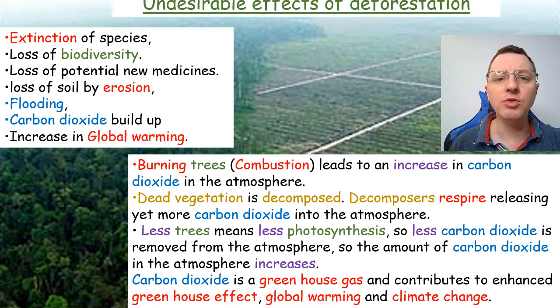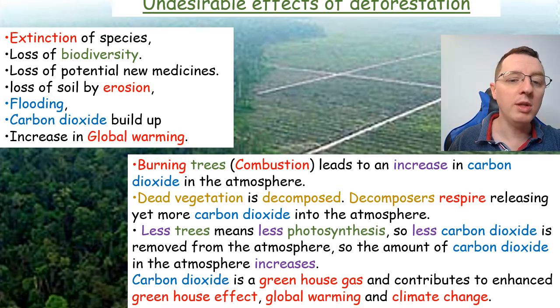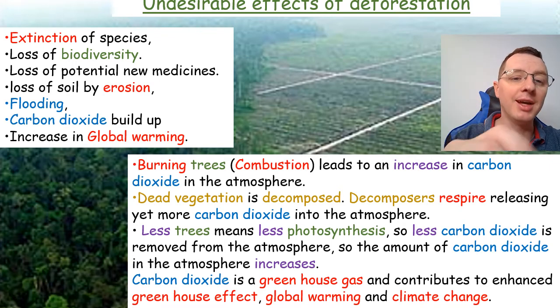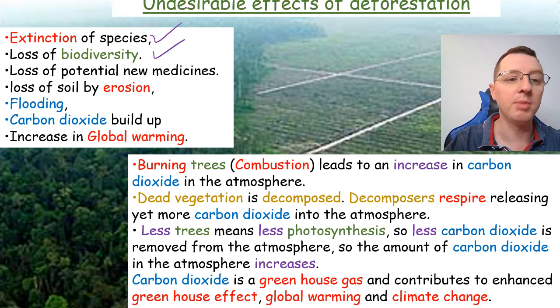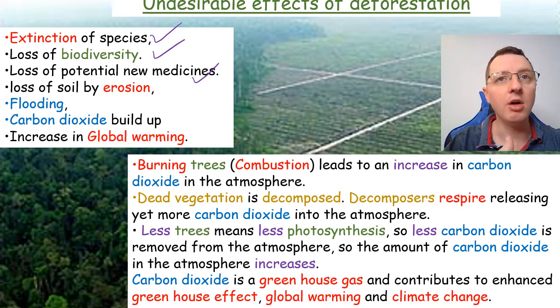What are the undesirable effects of deforestation? Why is it that we want to try and prevent or reduce the amount of deforestation that's going on? Well, when you destroy and cut down these forests or burn these forests, you obviously have an extinction of species that live in the forest, and this will lead to a loss of biodiversity and a loss of potential new medicines. There's a large amount of medical compounds which are found in the animals and the plants that live in areas of tropical rainforest or more temperate forests.